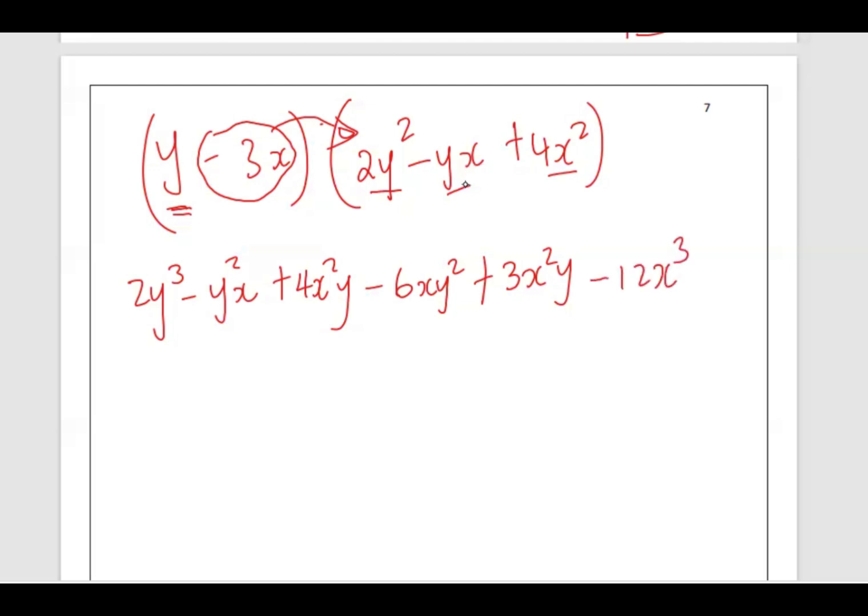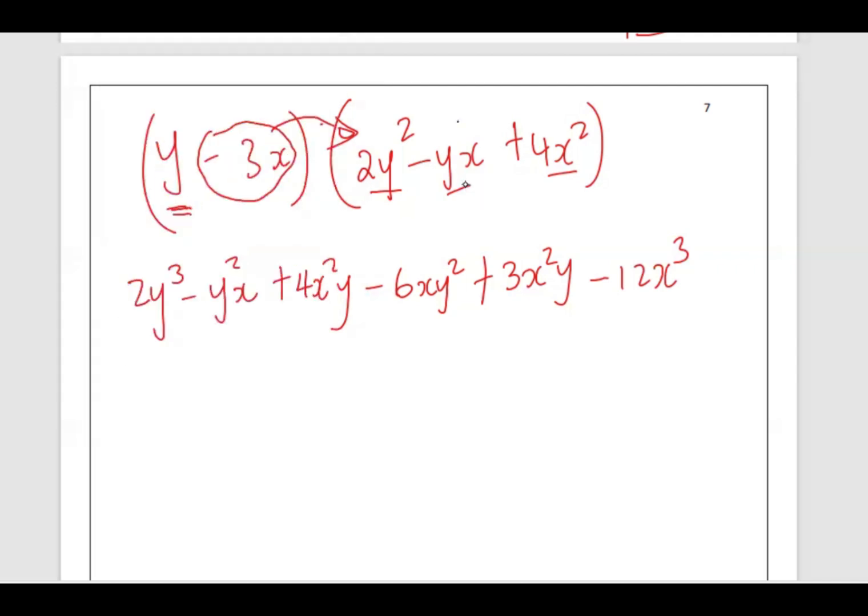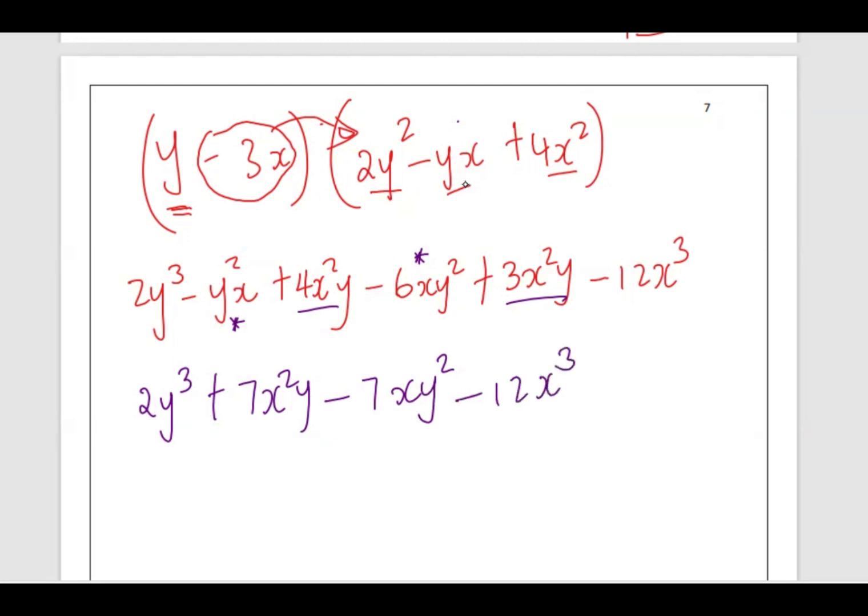All right, then let's see if we have any like terms around. So I have x squared y, I have x squared y, and then I have xy squared, and then xy squared. So it's a 2y cubed, okay? 4 and 3, that's going to be 7 x squared y, minus 6 minus 1, that's going to be minus 7xy squared, and then minus 12x cubed. So these are not like terms, so we just leave our answer in that format.